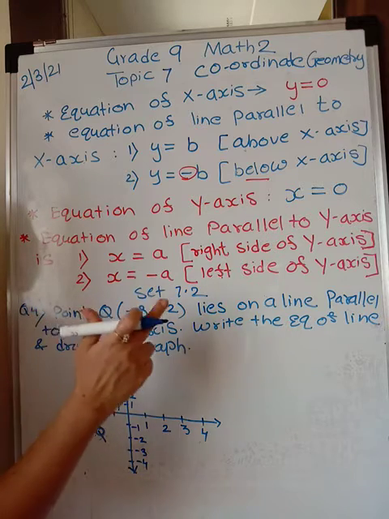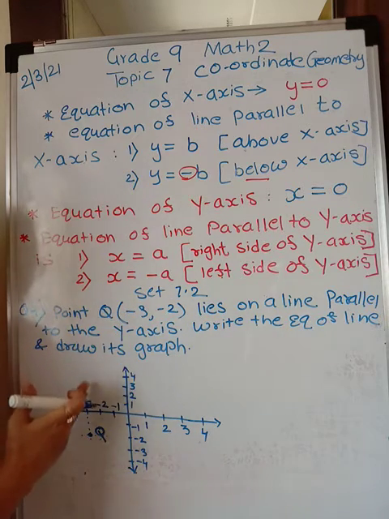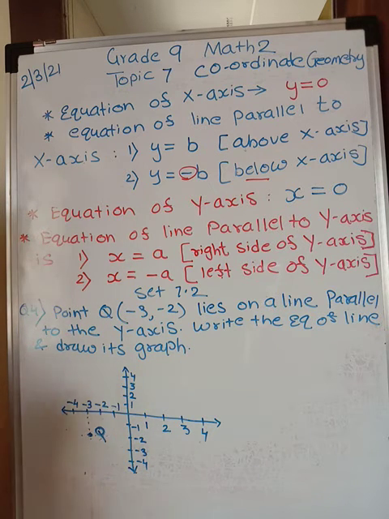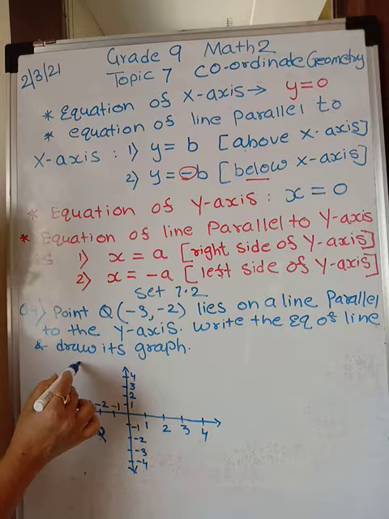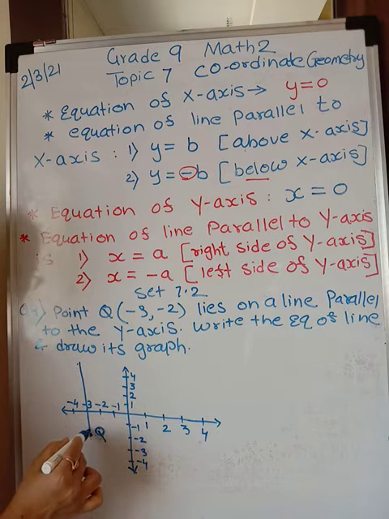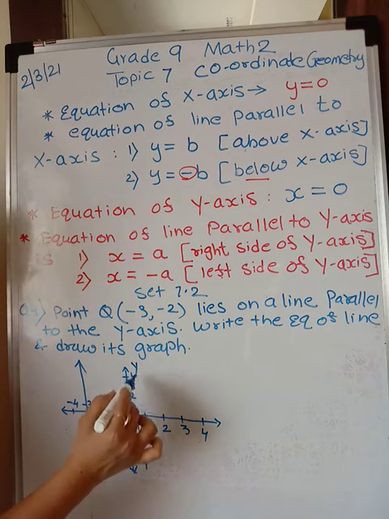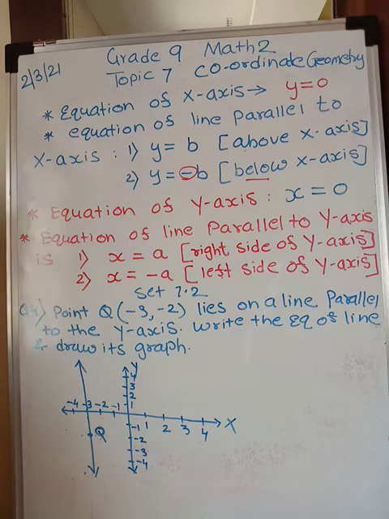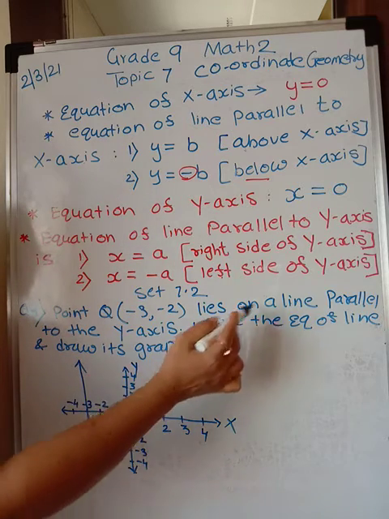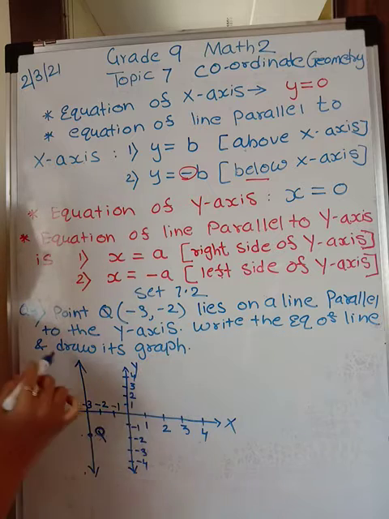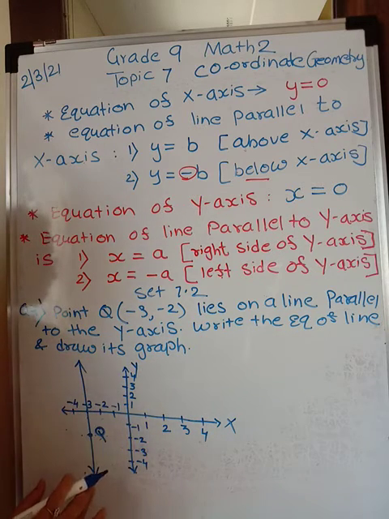Now see, this point is lying on a line which is parallel to the y-axis. If it lies on a line parallel to the y-axis, that means its x coordinate will be minus 3 everywhere. So we have to draw a line. Use the scale, students. The line is going to go through minus 3 like this, and the point also. Now see, this line is parallel to the y-axis. This is your y-axis and this is your x-axis. So this point lies on the line which is parallel to the y-axis. The question says: write the equation of the line and draw its graph. This is the graph we have drawn.